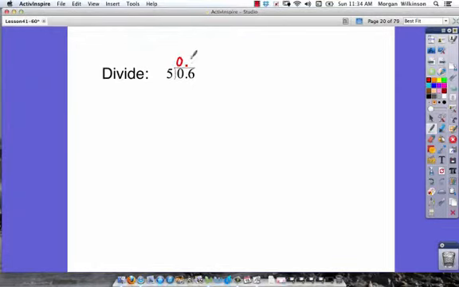5 goes into 6, 1 time. We get 5 because 1 times 5 is 5. And we subtract. Well, we've got 1 left over. Now when this happens, we need to add a 0 after the 0.6 because 0.60 is the same as 0.6. So we bring our 0 down. Now 5 goes into 10, 2 times. And we get 10 with 0 left over. And we've got our answer because we have nothing left over.